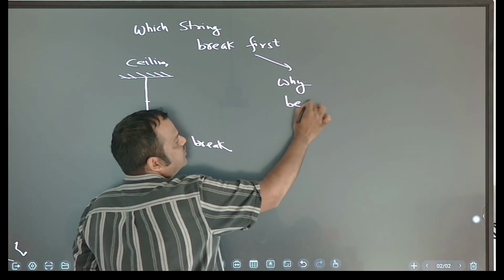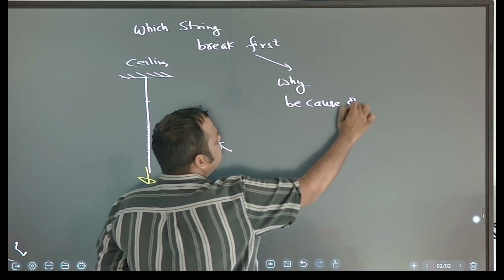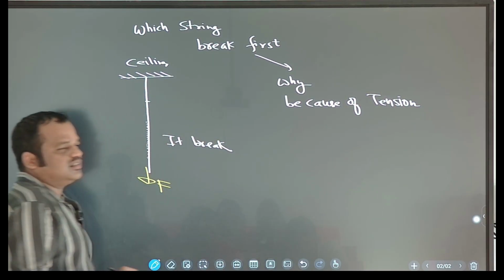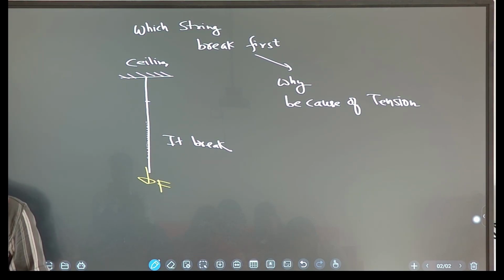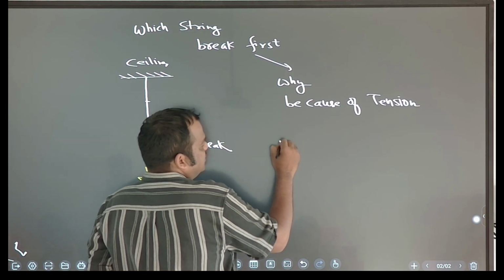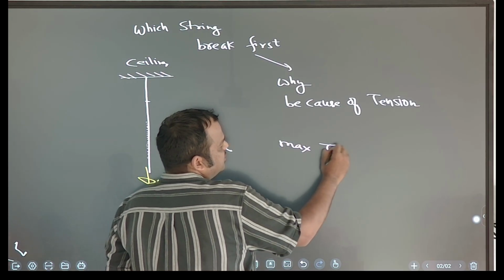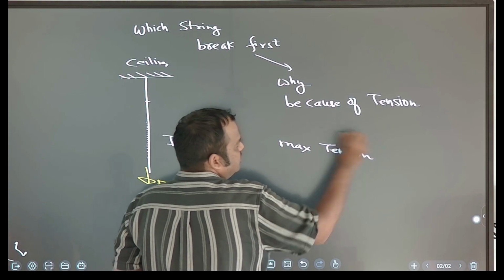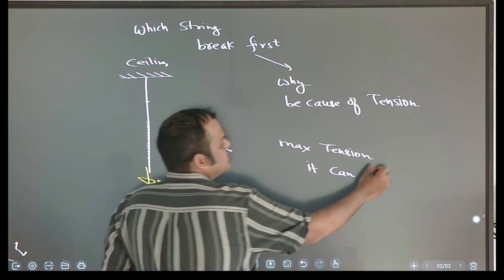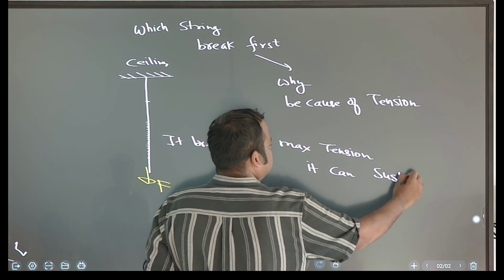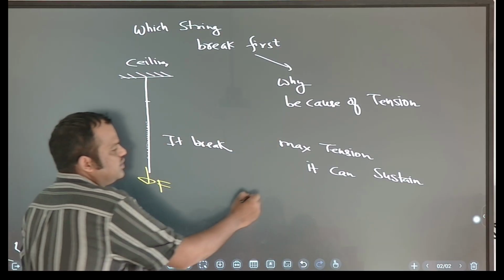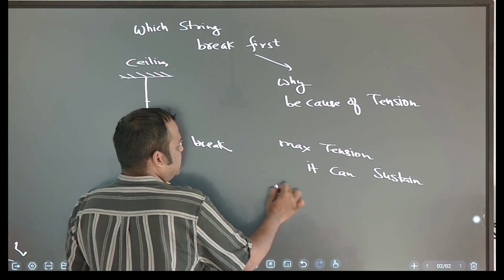Because of tension, a string breaks. If there is more tension, there is more chance it will break. So the maximum tension it can sustain is also known as breakdown strength.